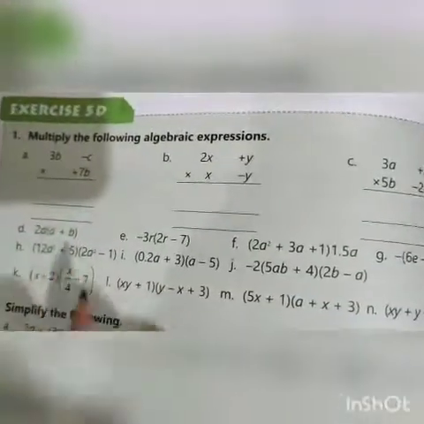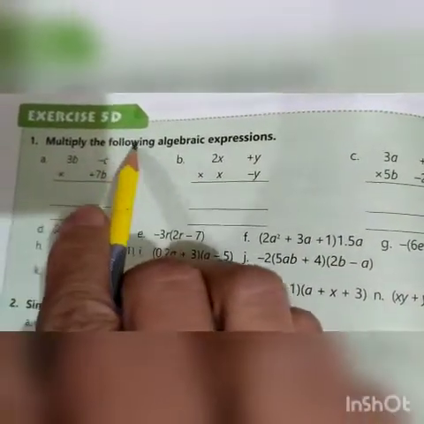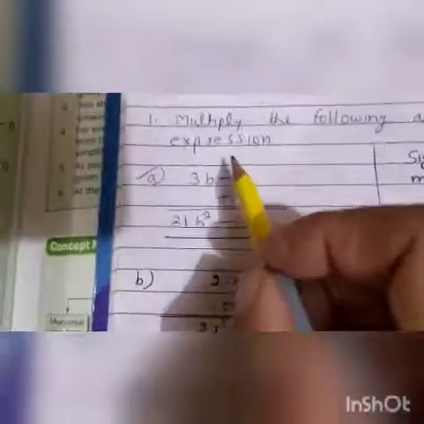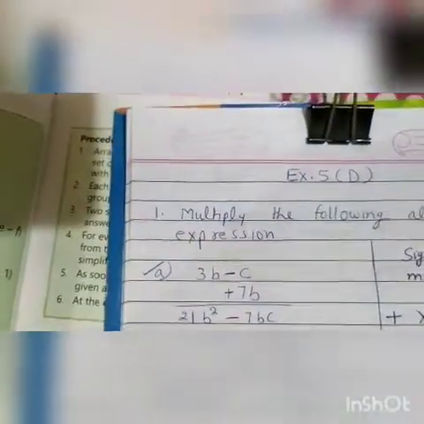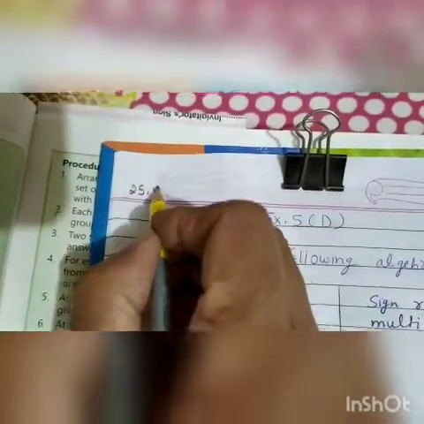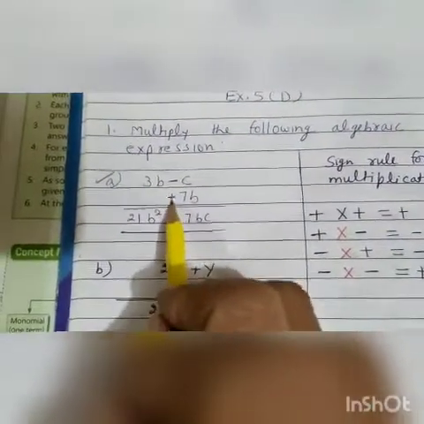See, this is exercise 5D. Multiply the following algebraic expressions. First question, A part. 3b minus c multiplied by 7b.